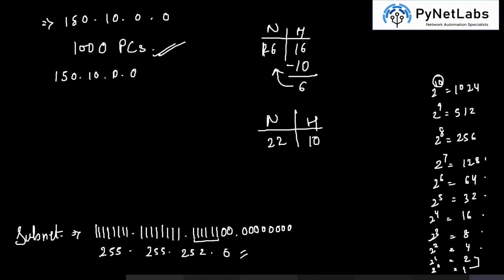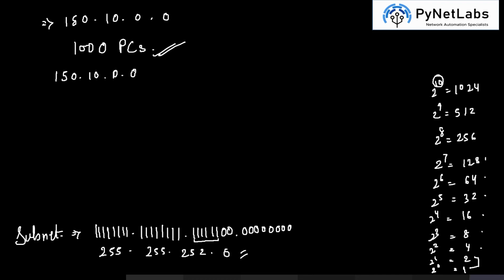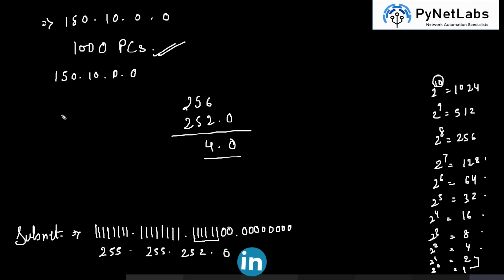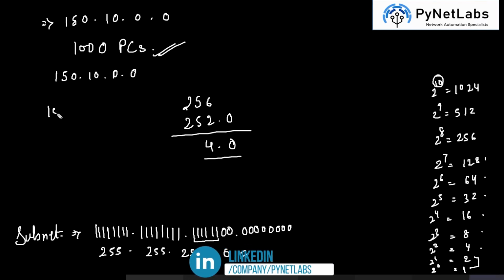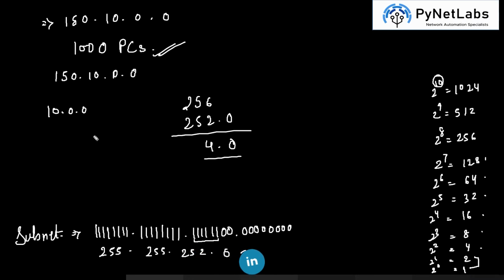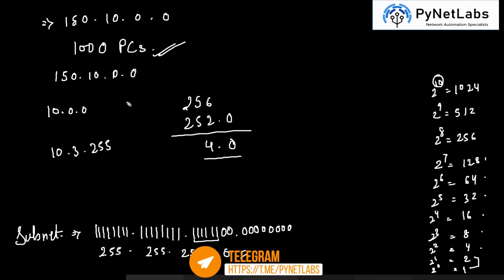Now let's look at the range and see how it works. To calculate the range, you can use the 256 method, and when you subtract 252.0 from 256, you get 4.0. So you can call this the range of distribution for class B IP address. So IP will start from 150.10.0.0 and will go until 150.10.3.255. This will be the first range.